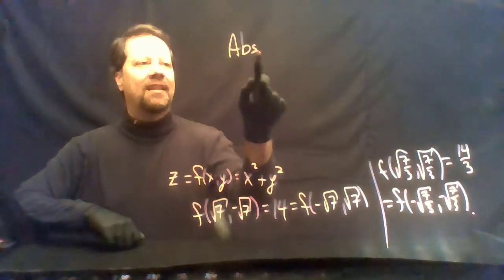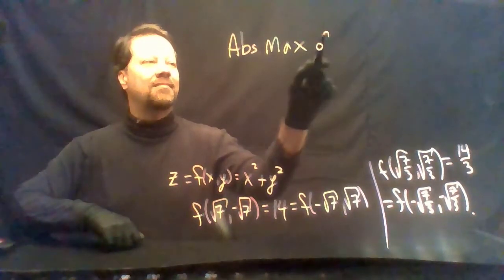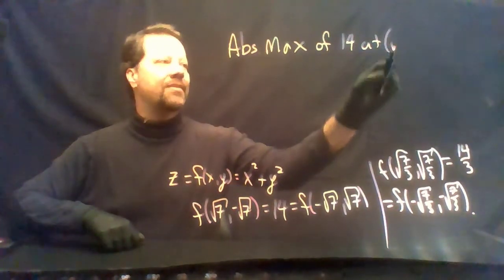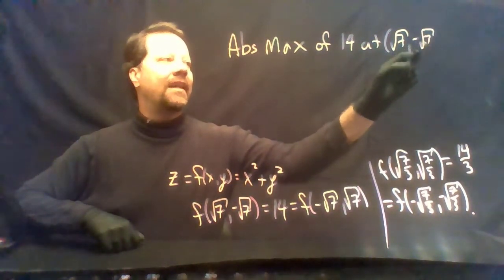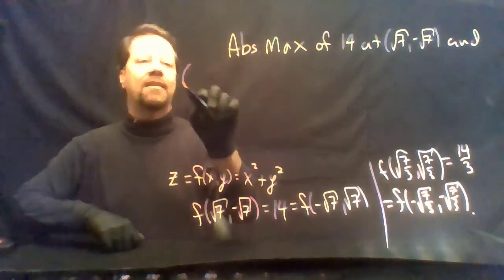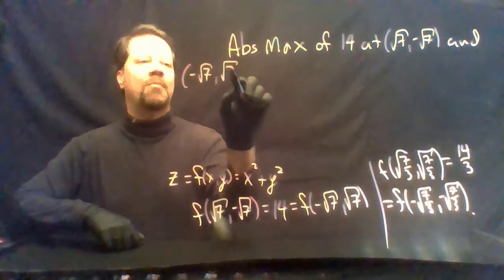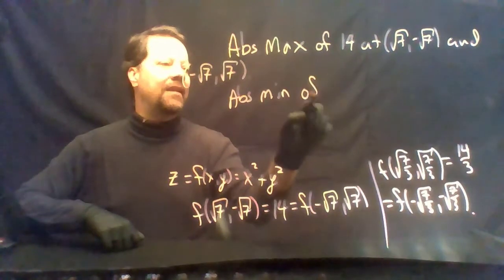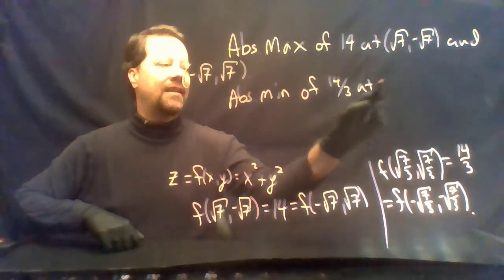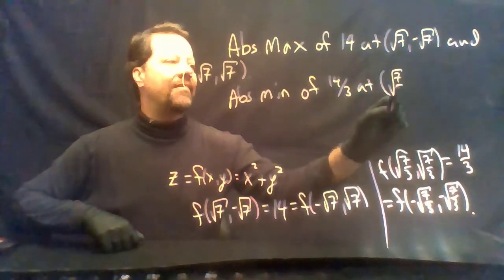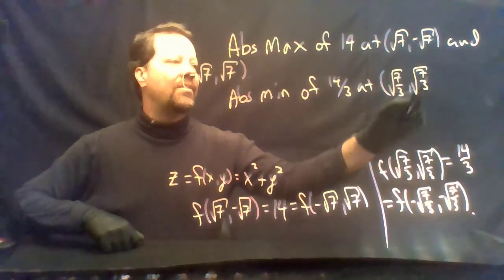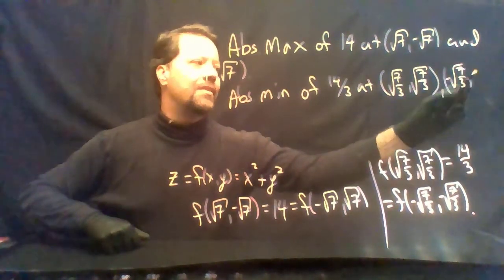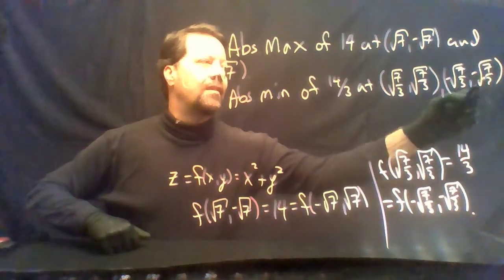We have then an absolute max of 14 at these two critical points, root 7, negative root 7, and negative root 7, positive root 7. We have an absolute min of 14 thirds at root 7 thirds, root 7 thirds, and negative root 7 thirds, negative root 7 thirds.